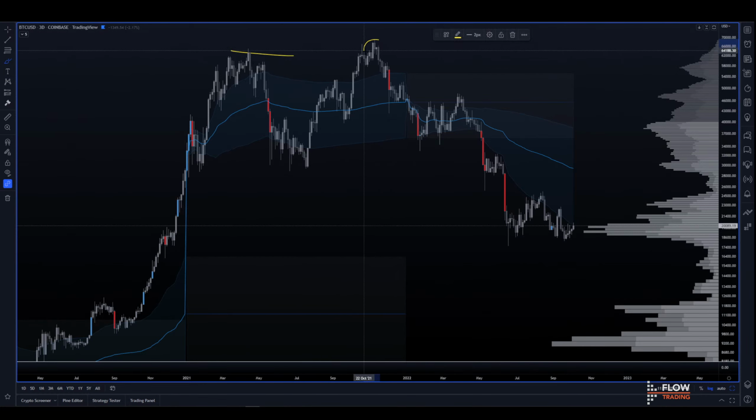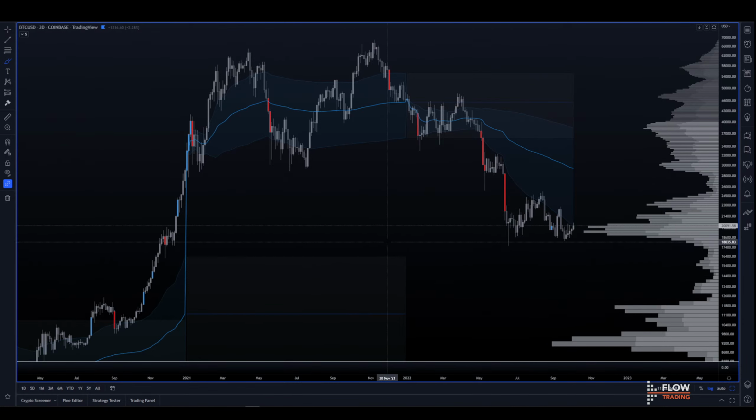We printed a high, swept the highs, went lower. Printed a high, swept the highs, went lower. Printed a high here, swept the highs, went lower. Okay, so here we printed a high, we swept the highs, went lower, but we didn't take out the previous low yet. But we did find resistance around about here at 23k. So anybody that's shouting anything above 22, 23k, it's just fantasy, right? I'll believe it when I see it.